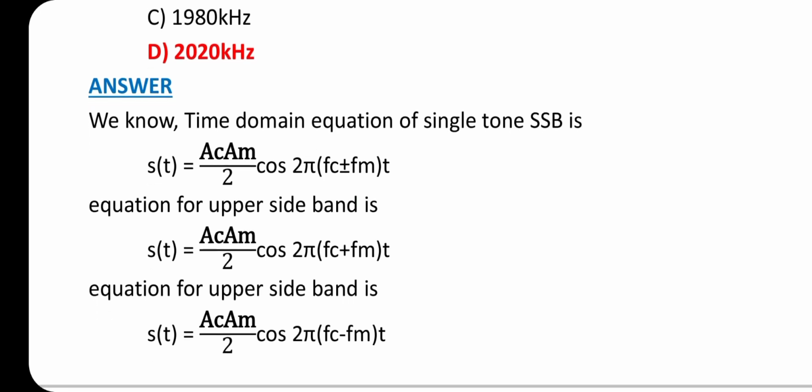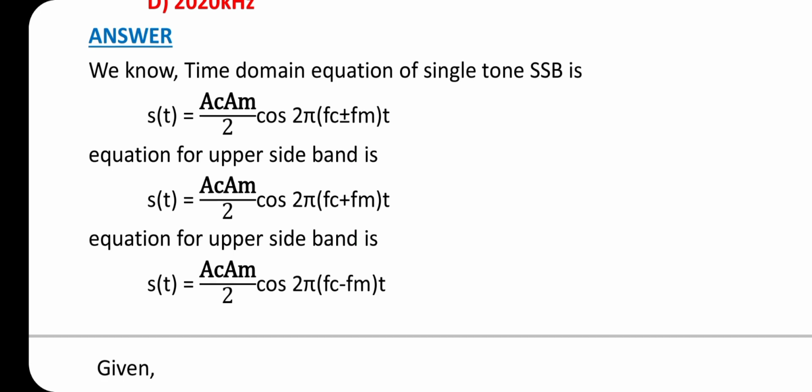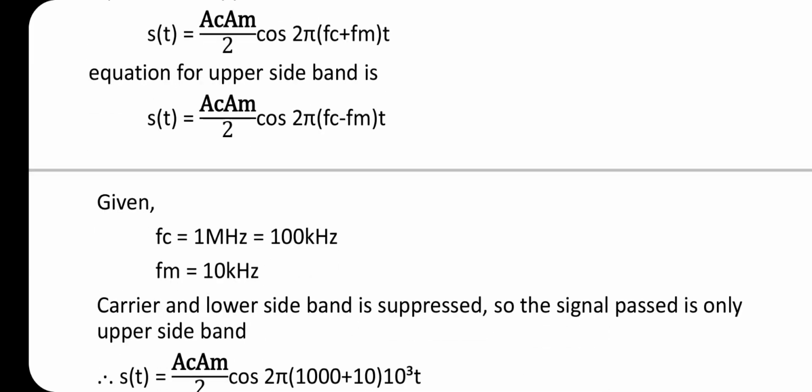We know the time domain equation of SSB is S of t equal to Ac Am by 2 into cos 2 pi (fc plus or minus fm) t. From here we can understand the equation of upper sideband is S of t equal to Ac Am divided by 2 into cos 2 pi (fc plus fm) t, and the equation for lower sideband is S of t equal to Ac Am by 2 into cos 2 pi (fc minus fm) t.